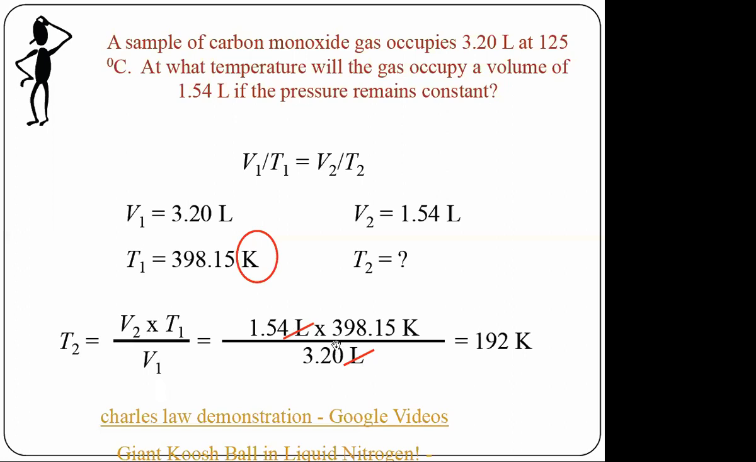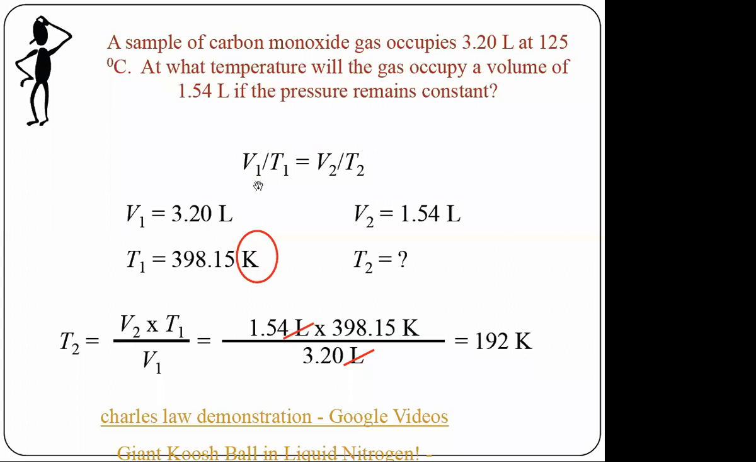During the dimensional analysis, you have volume cancel volume. As a result, at the end of the day, you have 192 Kelvin to be your answer. That is the demonstration of what you have in Charles' law.